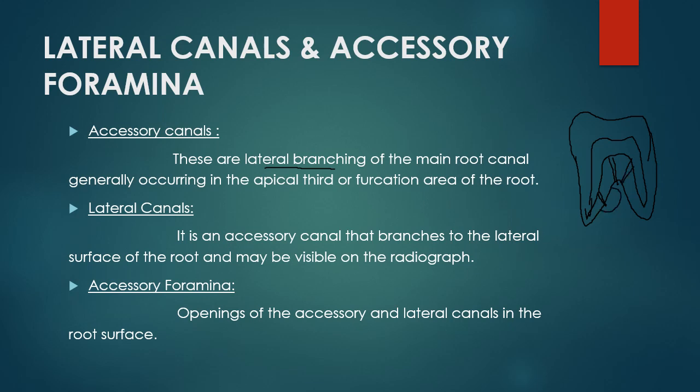Whatever branching takes place at the lateral surface is called lateral canals, and those near the furcation area are called accessory canals. Accessory canals are the lateral branching which takes place at the furcation area and at the apical third, near the apical foramina, whereas lateral canals occur on the lateral surface of the root. These lateral canals can also be visible on a radiograph. What are accessory foramina? These are nothing but the openings of these lateral canals and accessory canals. Openings, right? These are called accessory foramina.